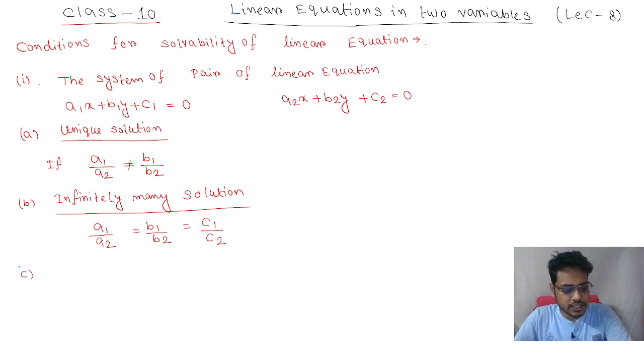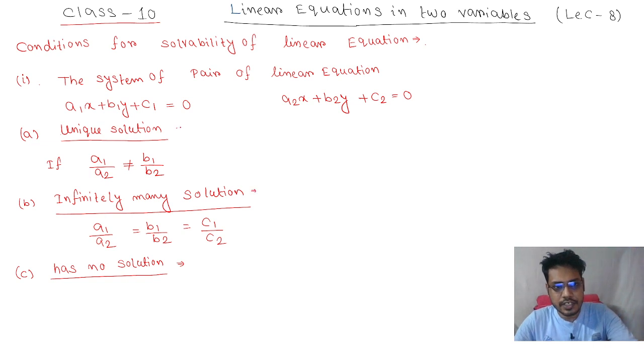Now the third condition, if it has no solution, how can we check it? If a1 by a2 is equal to b1 by b2, but it is not equal to c1 by c2.